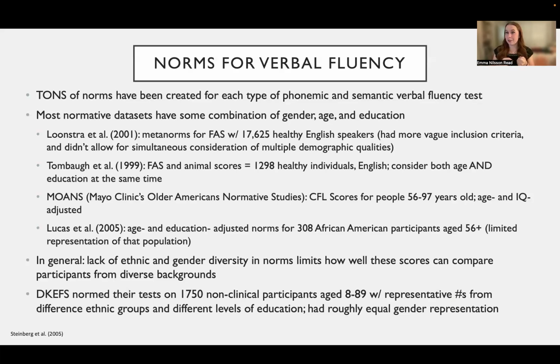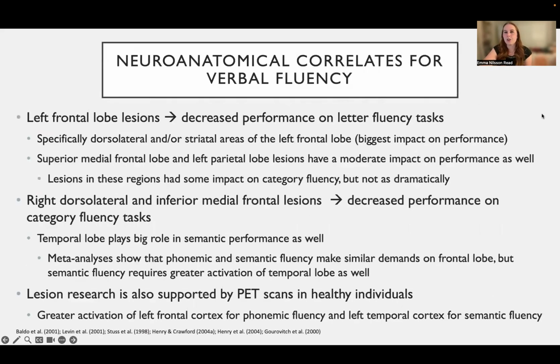I did want to note, however, that the DCAFS test normed their tests on 1,750 non-clinical participants in a large age group with representative numbers from different ethnic groups and different levels of education, and they had roughly equal gender representation. So the norms for the DCAFS are really awesome right now. We're going to go through a couple more things before I let you go.